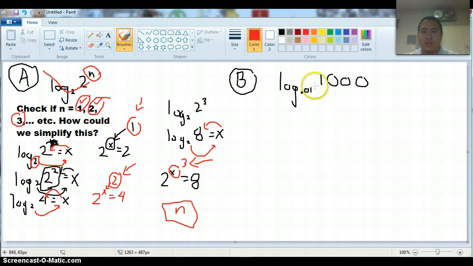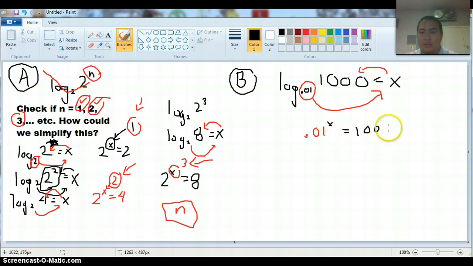And again, we have another circle of logs. To simplify this, I normally set it equal to x to give myself an idea of what it's going to look like. So 0.01 to what power is equal to 1,000? So 0.01 to what power is equal to 1,000?